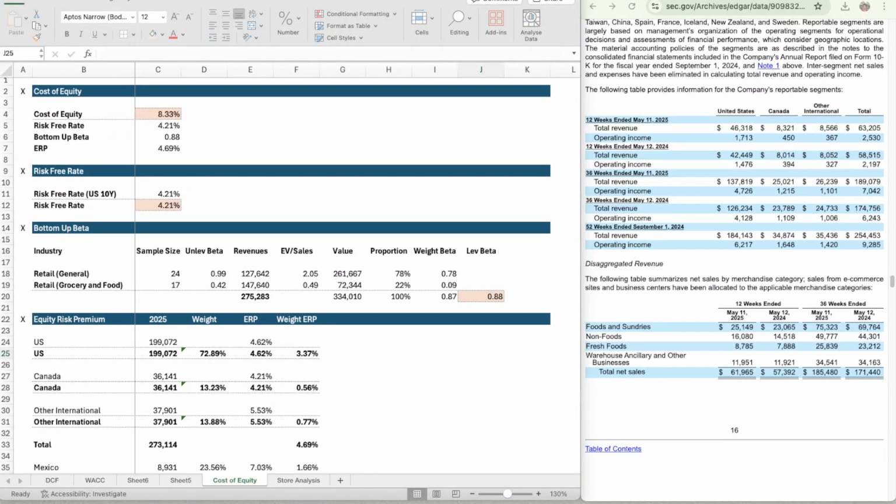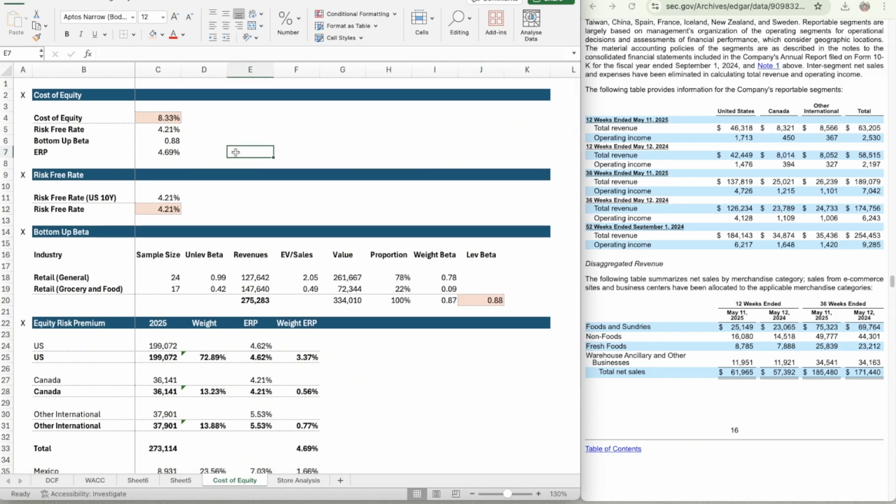Hey everybody, today we're going to build the cost of equity and the WACC for Costco. So let's get straight into it and I'll commentate as we're going. First of all, we're going to build out this cost of equity looking at the three components of the risk-free rate. We're going to build a bottom-up beta and then we're going to calculate an equity risk premium.